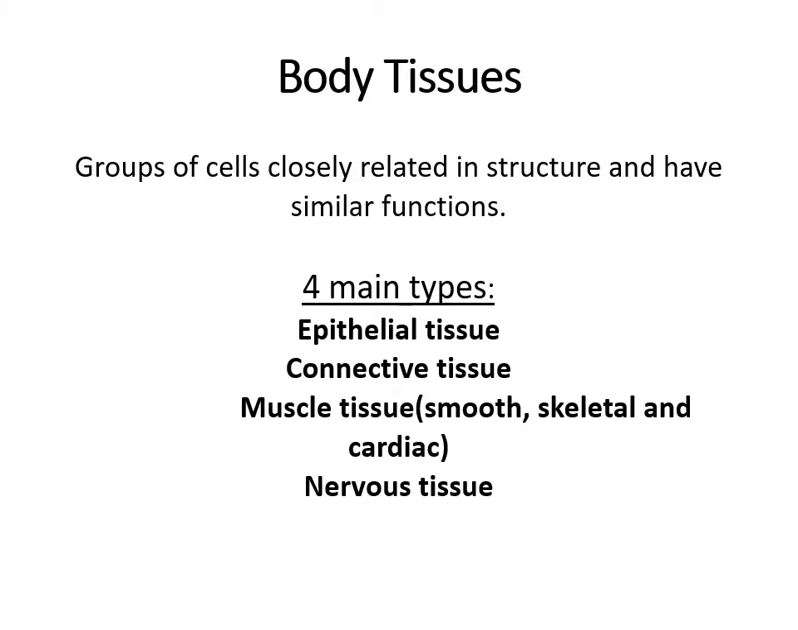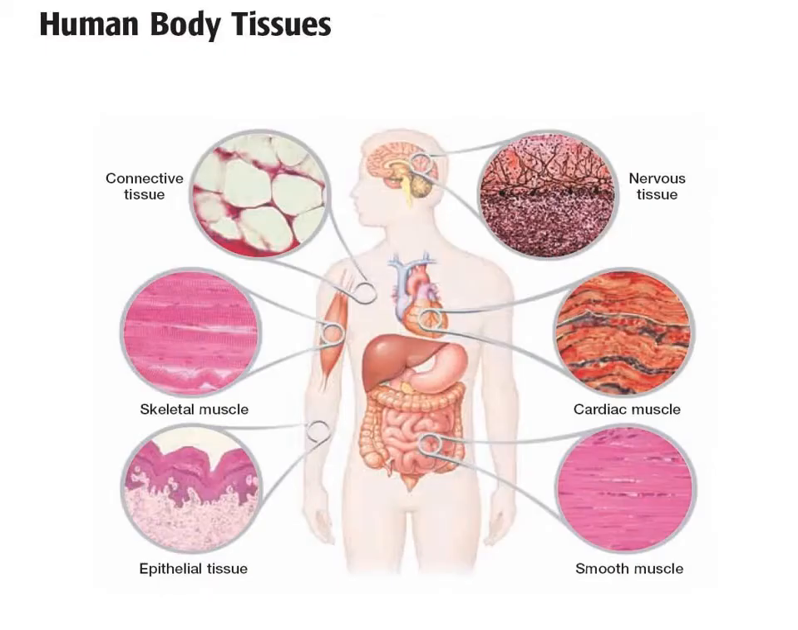Well, we're going to talk about epithelial tissue, connective tissue, muscle tissue, and nervous tissue. Those are the four main groups, and it's important to know a bit about them. They all have different functions. This slide is showing you some images of examples of the different tissues.